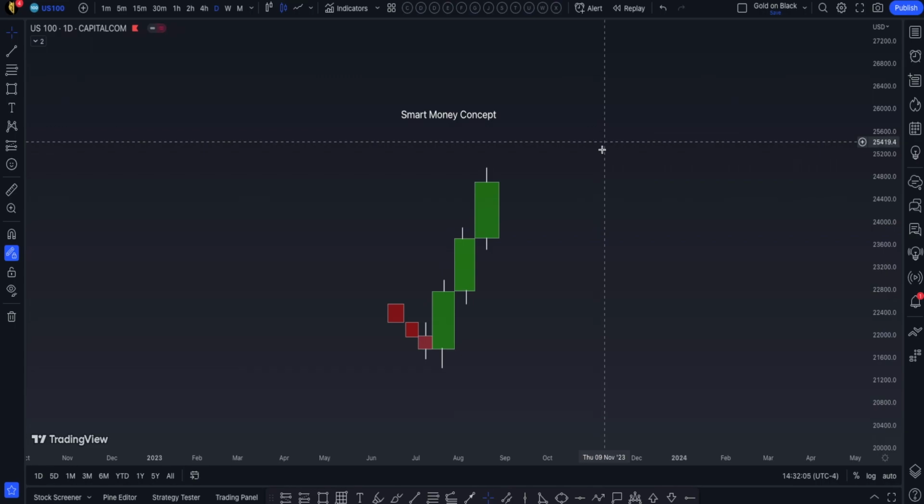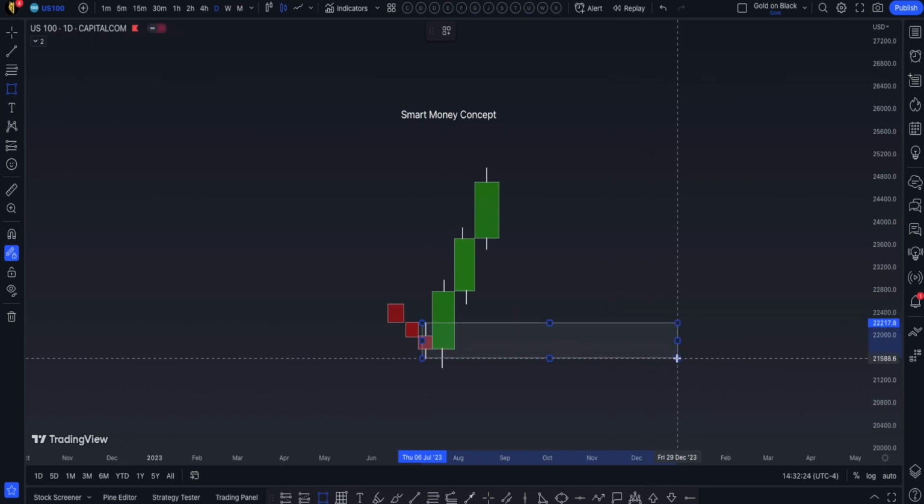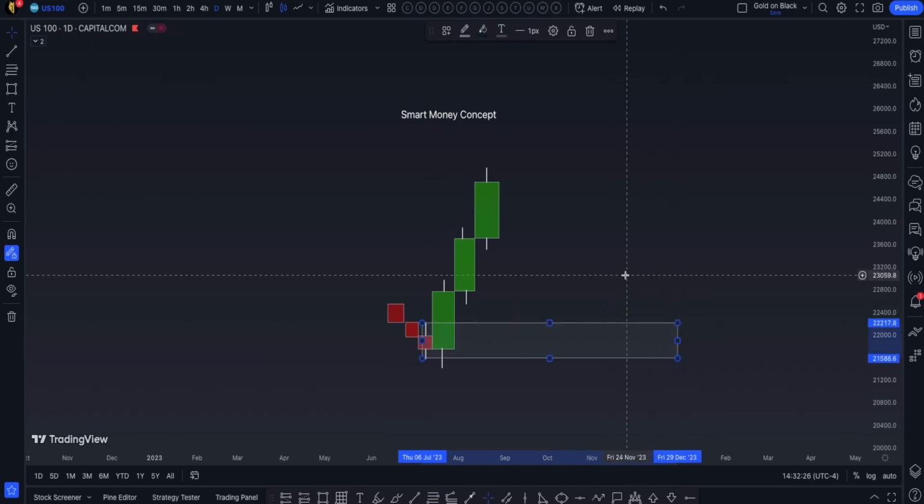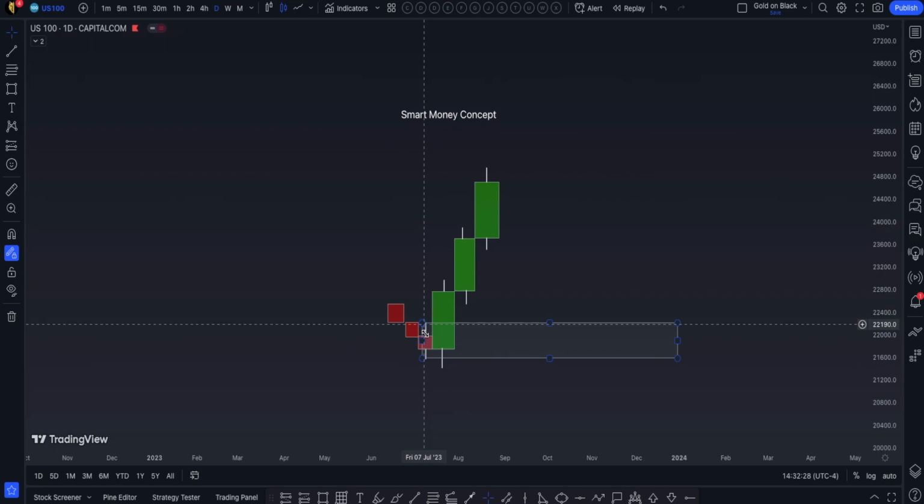For example, the way I teach, the way I see order blocks is an example. Right here, we see that an order block is formed. It's the previous candle before a big move, whatever direction it is. In this case, it's bullish, right? So an order block to me would be this, the previous candle before the big move. I would cover the entire candle, including the wicks, okay?